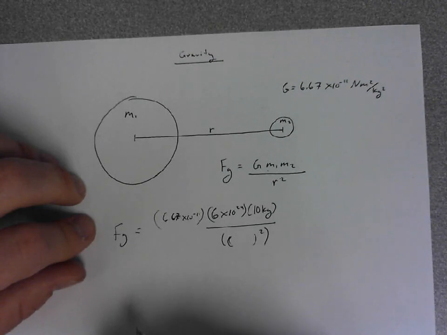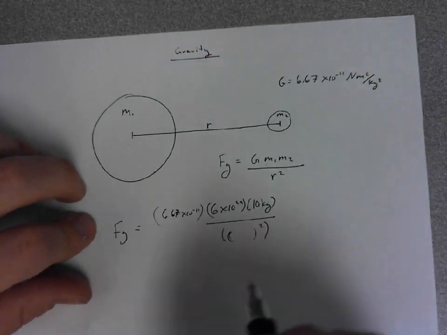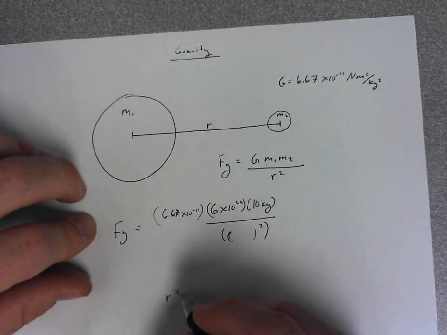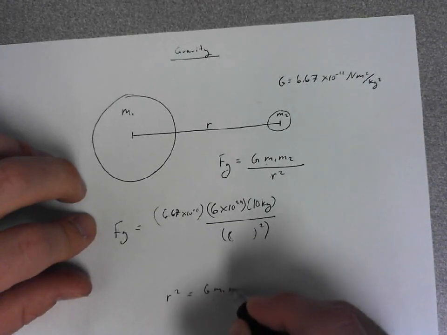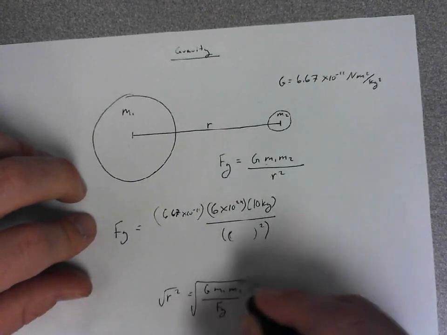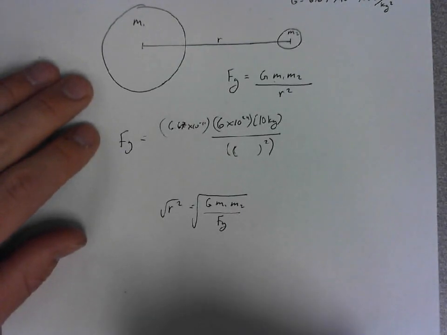A really common thing to ask for is the radius, in this case asking for R. If you rearrange, you multiply the R over and divide the FG down. So you get R squared is equal to G M1 M2 over FG, and then you have to square root both sides. A lot of people forget to do the square root, so be careful and make sure you do that.